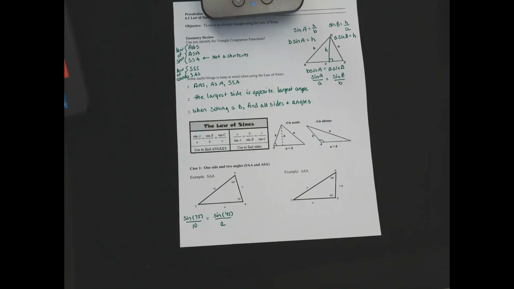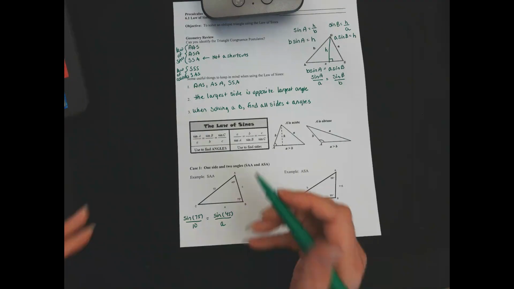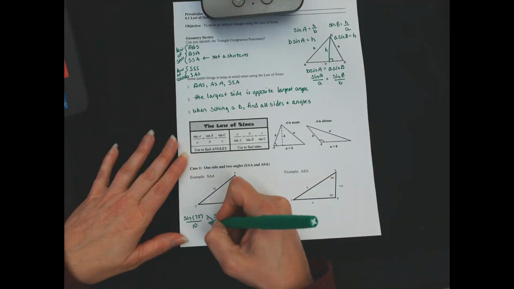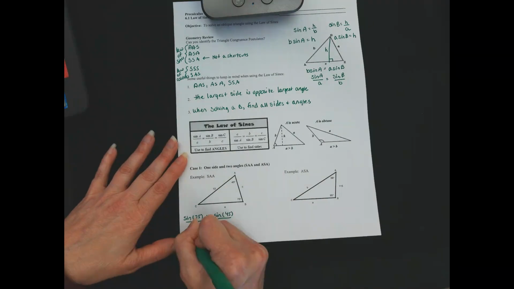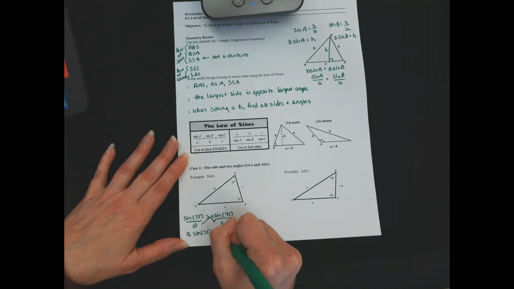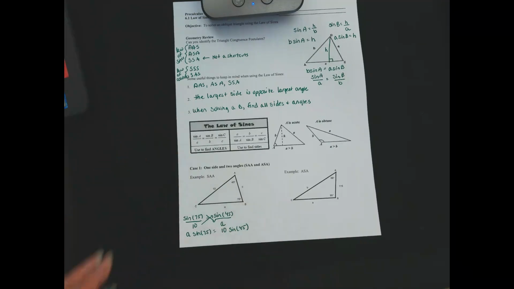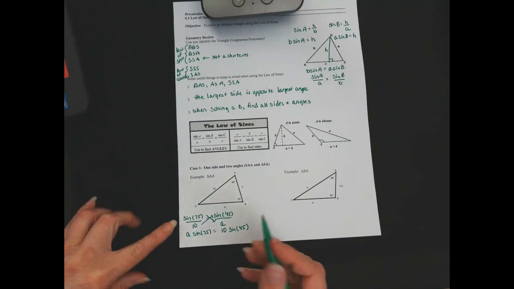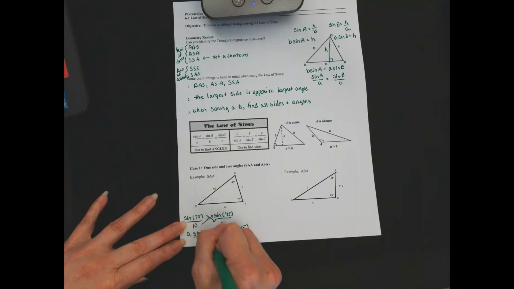So what I like to do is cross multiply. So I end up with A times the sine of 75 equals 10 times the sine of 45. I tend to round at the end, so I'm going to go ahead and divide both sides by the sine of 75.